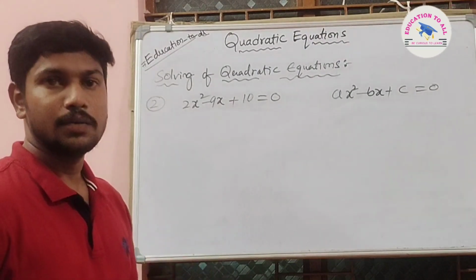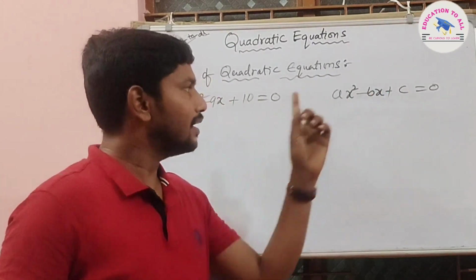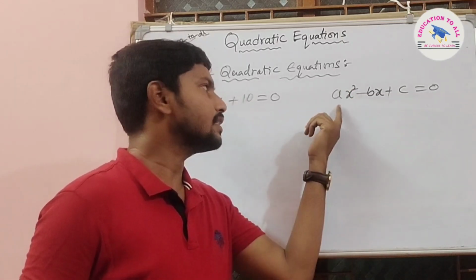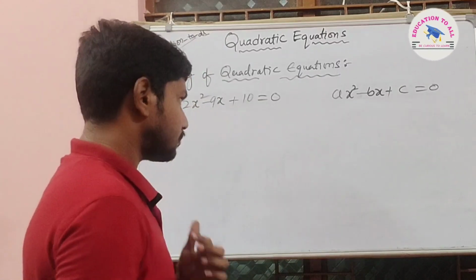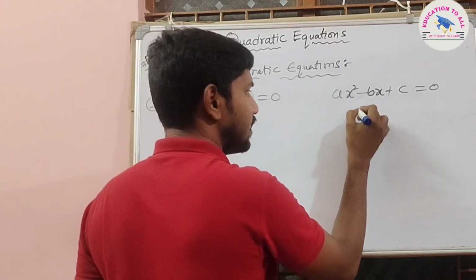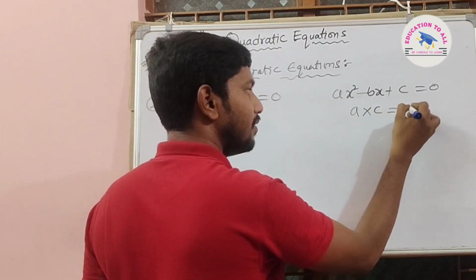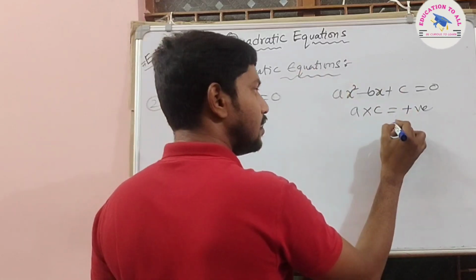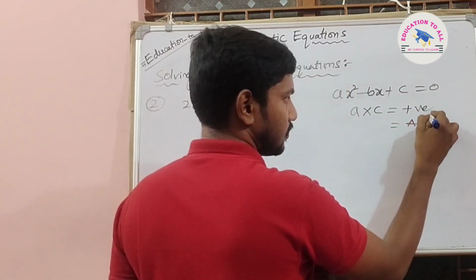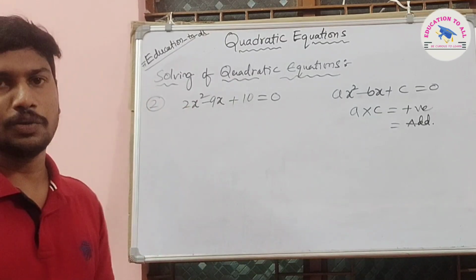Look at the second example, which is the second type. ax square minus bx plus c. Here you can identify clearly a is positive, c is positive, b is negative. Here also the same method. First we have to multiply the coefficient of x square with the constant, so that the product will definitely be a positive value. And then, if it is a positive value, add the factors. That's the concept. So apply the same concept to the example with numbers.